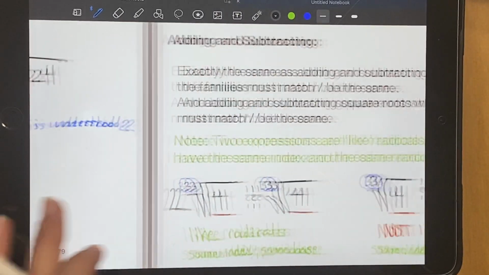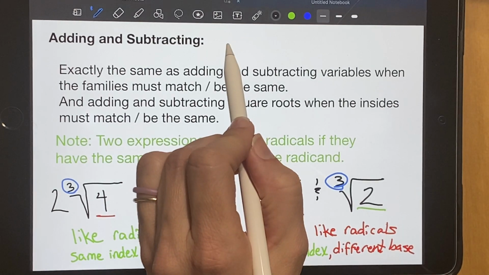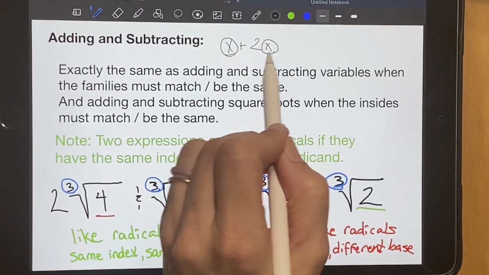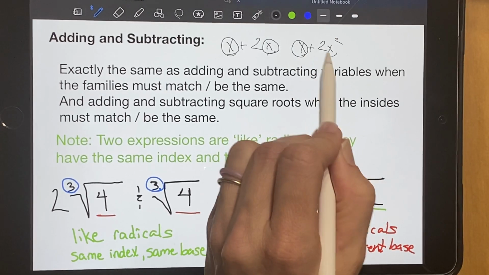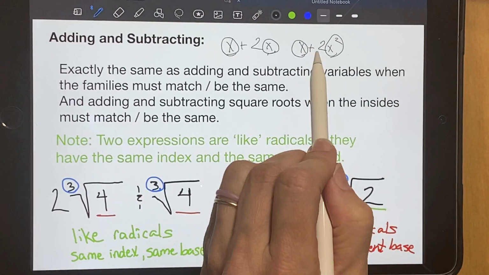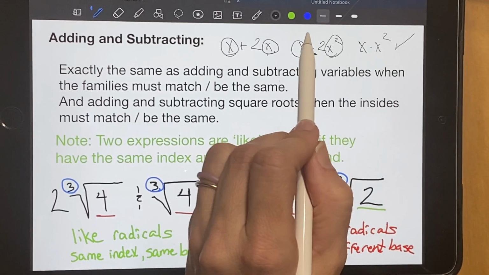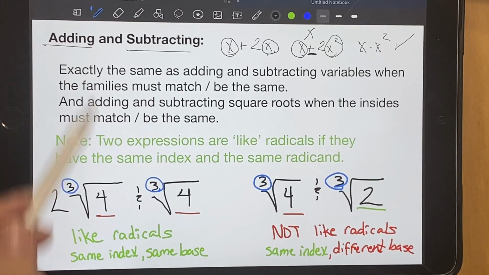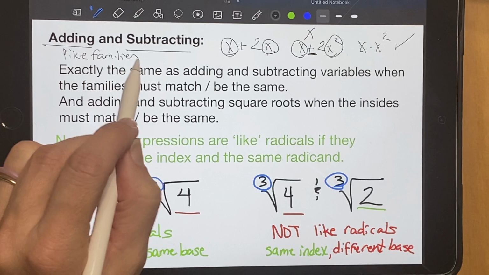Okay, so adding and subtracting. What did we have when we had square roots? Well, to add and subtract, same way if I have x plus 2x, every part of that variable had to be the same. If I had x plus 2x squared, these are different families. Different families cannot add together. Different families can multiply, but different families cannot add. So when we are looking at adding and subtracting, we are back to looking at like families each time.